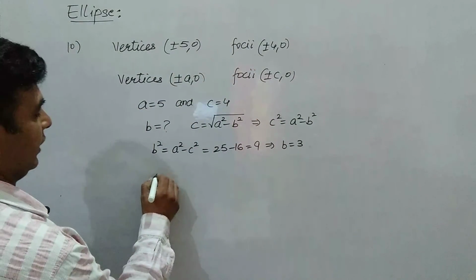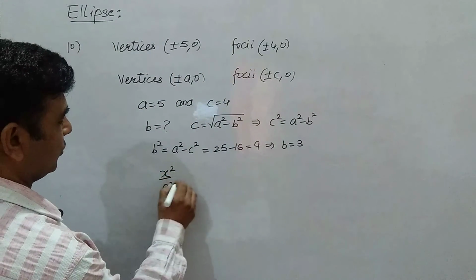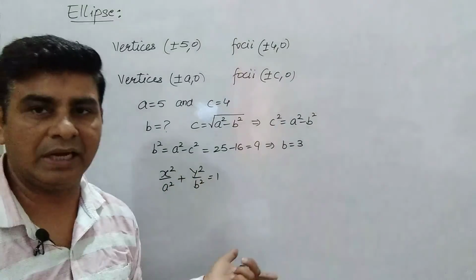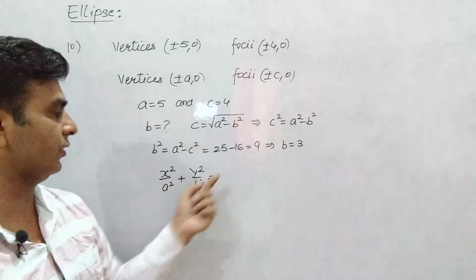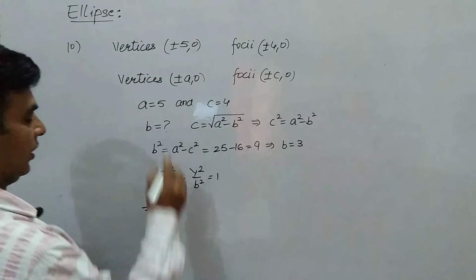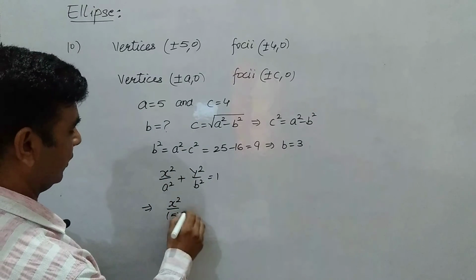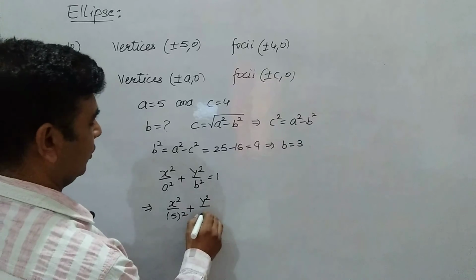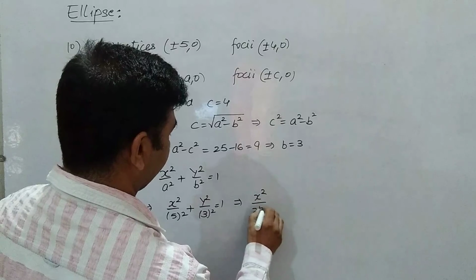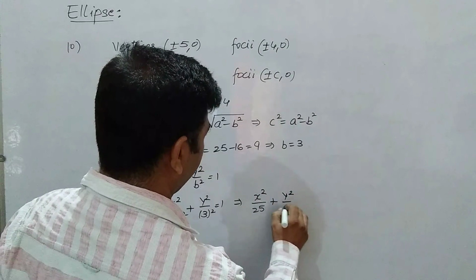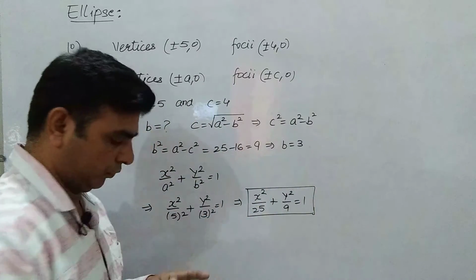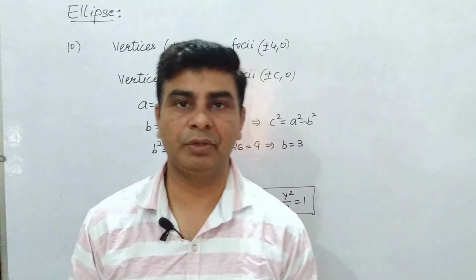And equation of horizontal ellipse is given by x square by a square plus y square by b square is equal to 1. Now we have the value of a as well as b, so this is x square by a square, where a square is 5 square, plus y square by b square, where b square is 3 square, and this is equal to 1, implies x square by 25 plus y square by 9 is equal to 1. So this is the equation of ellipse which we want to form, and this was the question number 10.